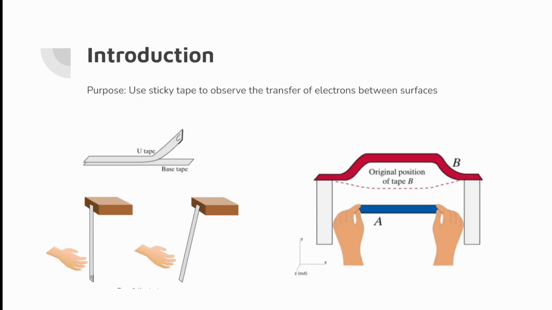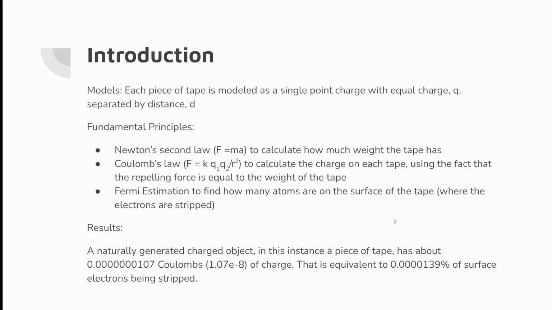So the point of this lab is to use sticky tape to observe the transfer of electrons. In this first picture, this is how we're making the tape, the U tapes, and this process charges it. In the second picture, you can see how the tape will move towards your hand when you bring it nearby. And in the third image, this is how we're going to numerically measure the amount of charge on each tape.